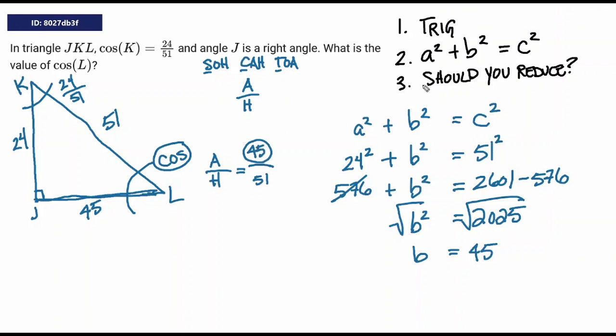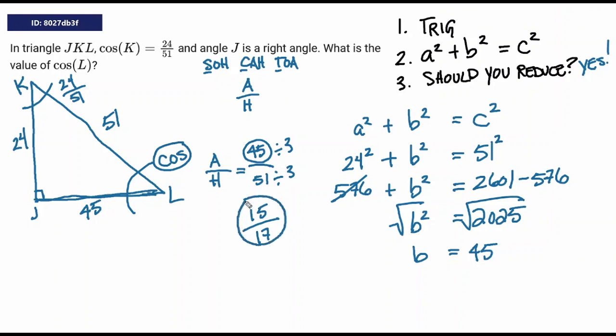And now you're faced with the third part, the annoying part. Should you reduce? And the answer is yes, you should always just reduce. So you can see, hopefully, that you can divide 45 and 51 by 3. 4 plus 5 is 9. 9 is divisible by 3. 5 plus 1 is 6. 6 is divisible by 3. 45 divided by 3 is 15. 51 divided by 3 is 17. And so that's the answer.